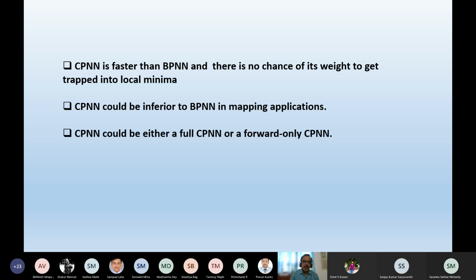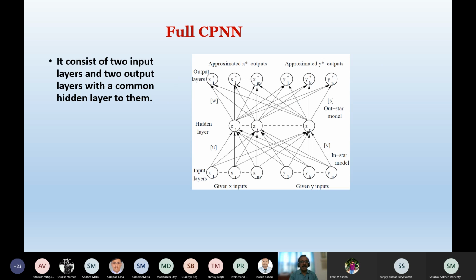The counter propagation neural network could be of two types. It could be either a full CPNN or a forward only CPNN. I am going to discuss the principle of both. Let me first concentrate on the full CPNN model. The full CPNN model consists of two input layers, two output layers, with a common hidden layer to them. Let us concentrate on the architecture of full CPNN.